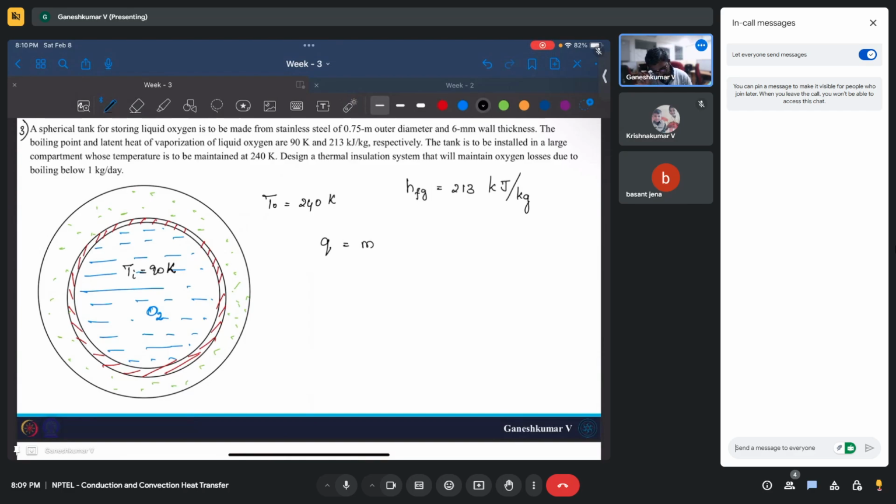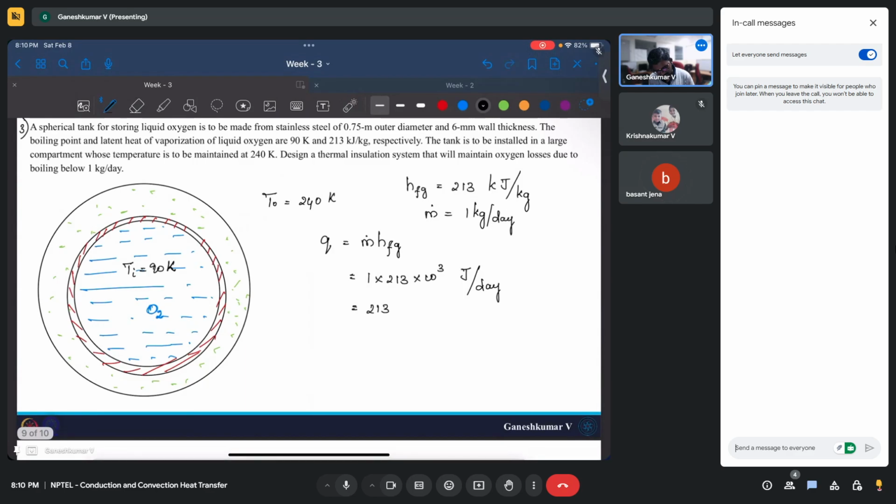So m dot is 1 kg per day, and the heat can be written as m dot times hfg, which is 1 times 213 into 10 power 3 joules per day. This is the amount of heat I can allow, basically. But we always write heat in watts. This is the heat transfer rate, and we always write heat transfer rate in watts. So how do I convert this into watts?